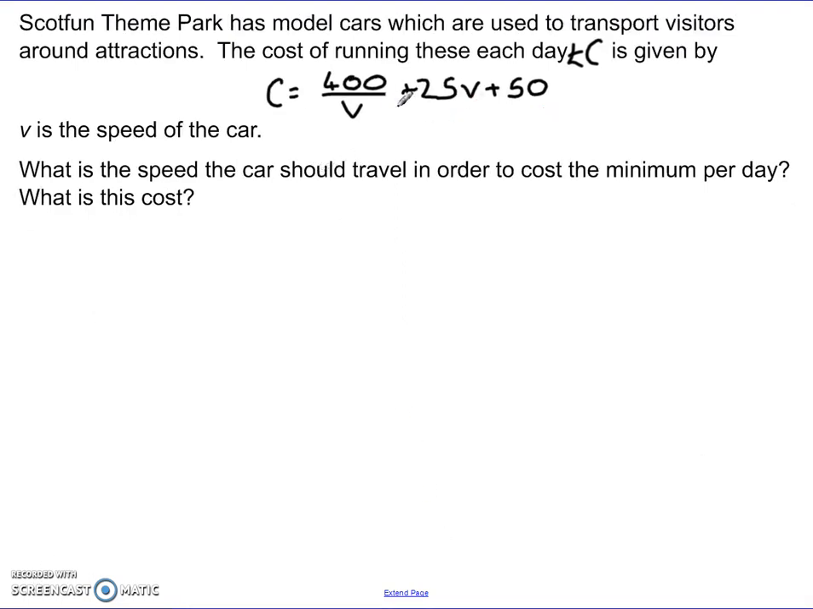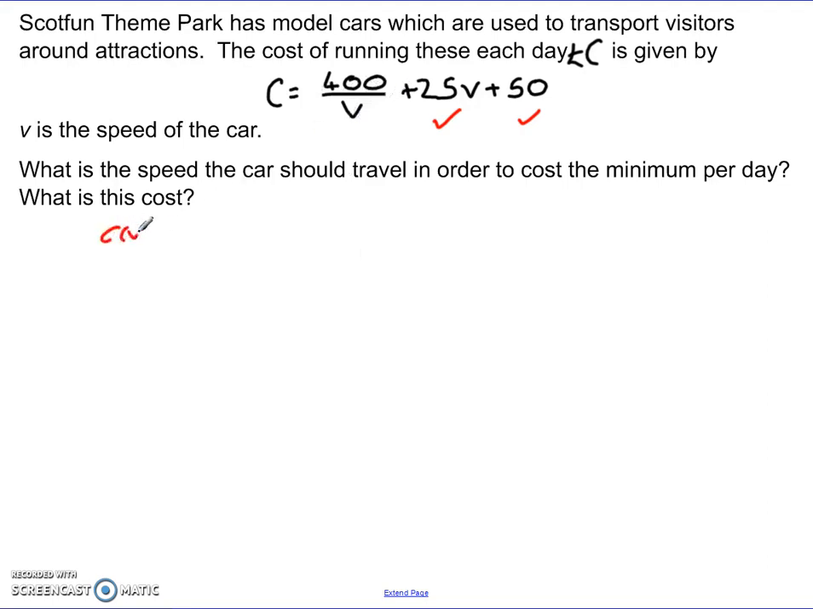So the first one is the theme park question. So here's my equation. I want to minimize the cost. As soon as you see something like that, what is the minimum, what is the maximum, instantly think of the derivative. We have to take the derivative, set it equal to 0, and solve it to find the value which gives us this. So the first thing I need to do is write this in a form which I can take the derivative of. Now 25V, I could take the derivative of that. 50, I could take the derivative of that straight up. This one here, I have to rewrite.